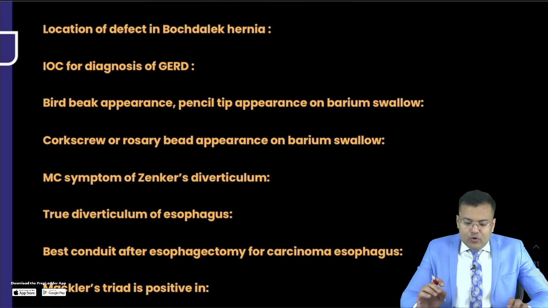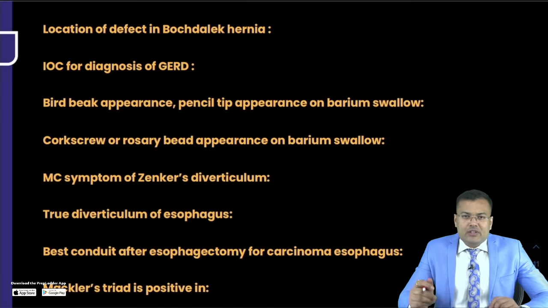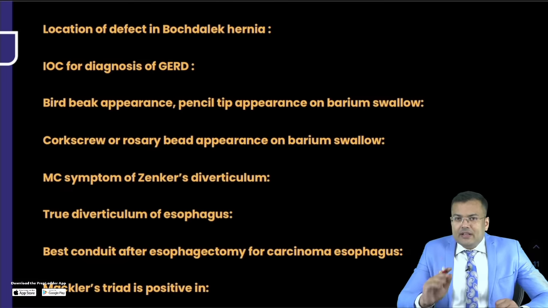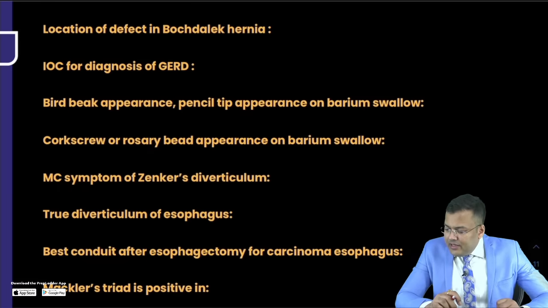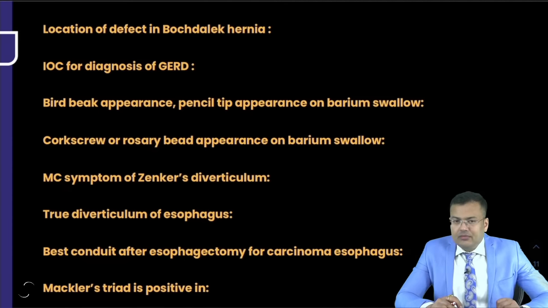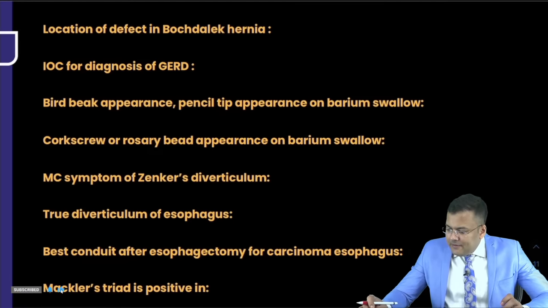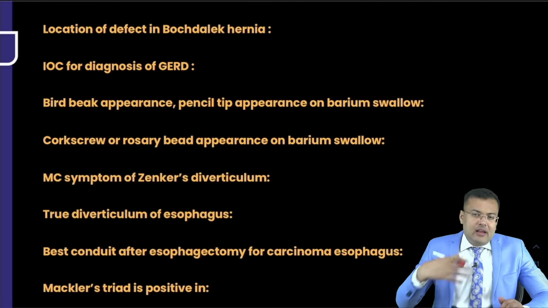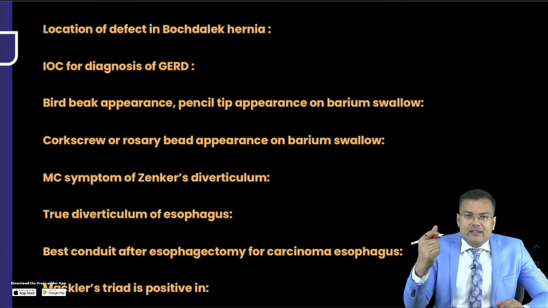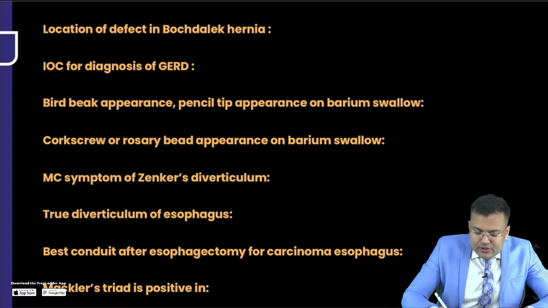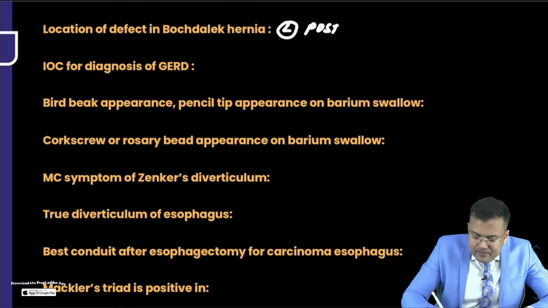Next question, location of defect in Bochdalek hernia. It was asked in INI-CET. Where is the defect in Bochdalek hernia? Kishore Kumar, Huma Tabassum, Eshan, Mushahid Khan, Abhishek Ankur. Tell me. Yes, very good guys, it is posterolateral. And if it is Morgagni hernia, it is anteromedial. So here it is left posterolateral.